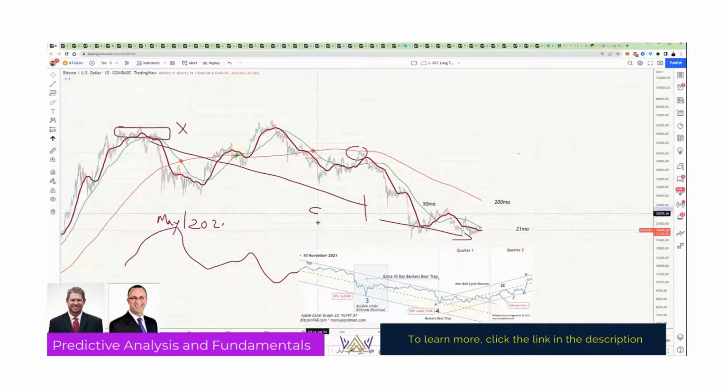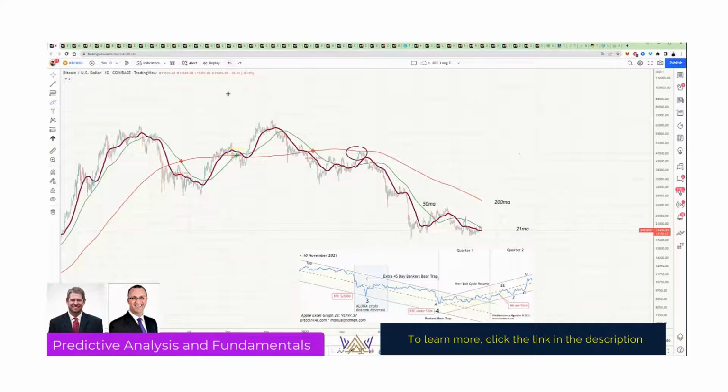Now, we said we're going to go down for 9 months, but it can be extended. We don't know how far. So in that case, remember now, our predictive analysis was 100% correct. But now I'm going to show you something here why we also use technical analysis.